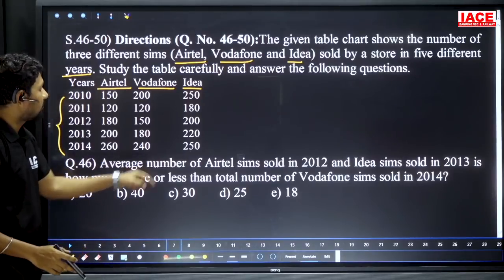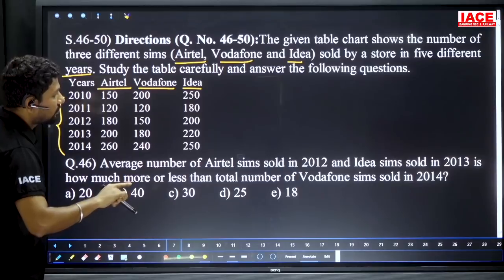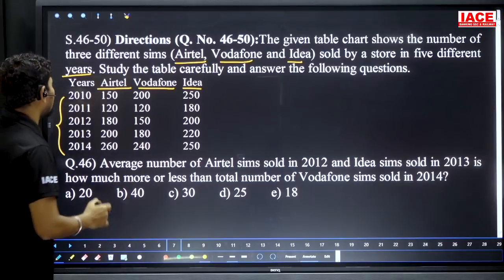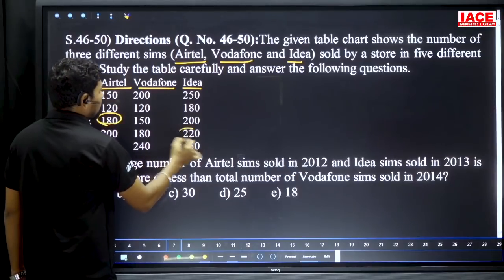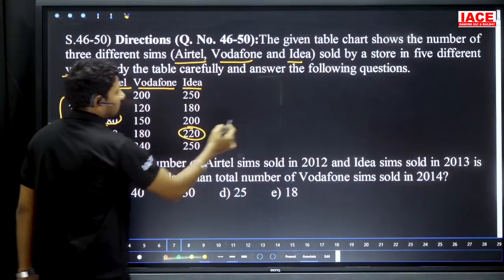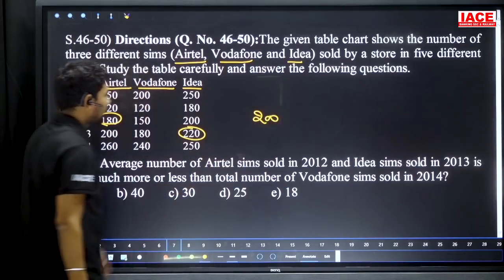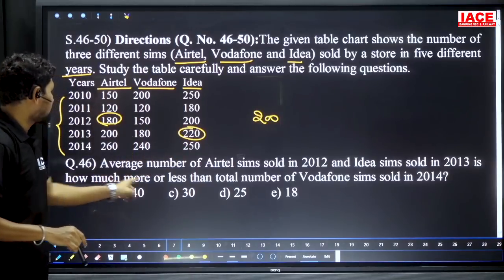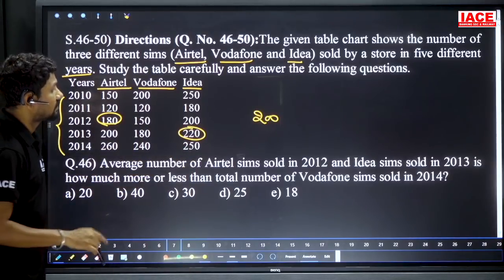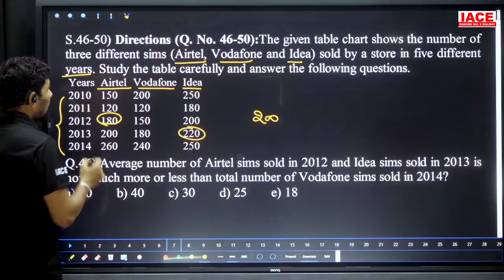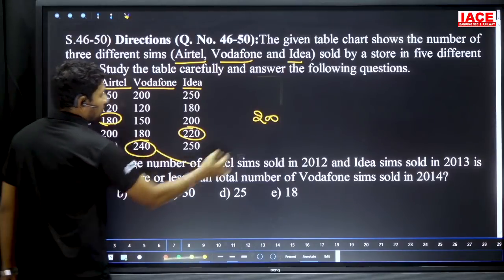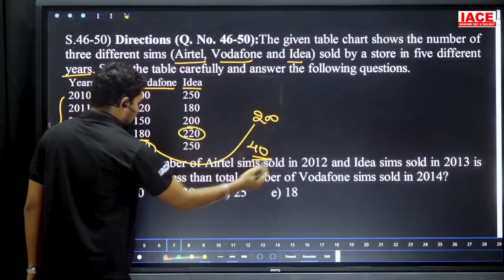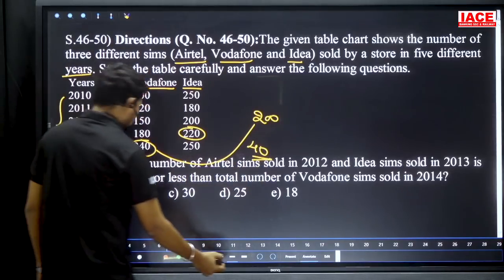46. Average number of Airtel SIMs sold in 2012 and Idea SIMs sold in 2013. 180 and 220. Average value is 180 plus 220, it is 400. 400 by 2 is equal to 200. How much more or less than the total number of Vodafone SIMs sold in 2014? Vodafone, how much is it? 240. 240 to 200 difference is how much? 40. Then the difference is 40. Option B here.